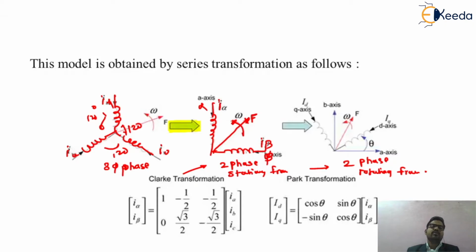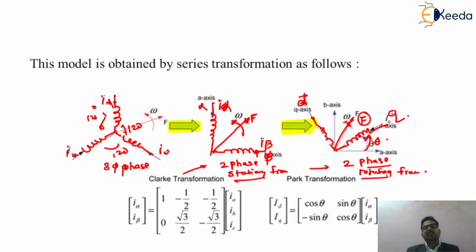So this is omega. The current flowing through the alpha axis is i alpha, and through the beta axis is i beta. Now we want to convert that stationary frame into a rotating frame by means of the direct and quadrature axes. We have defined the direct axis component D and the quadrature axis component Q, and the resultant will be F. The angle from the reference axis is theta. So this is three-phase to two-phase stationary frame, and two-phase stationary to two-phase rotating frame.